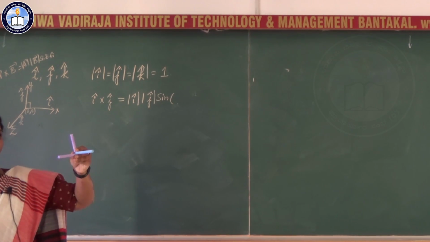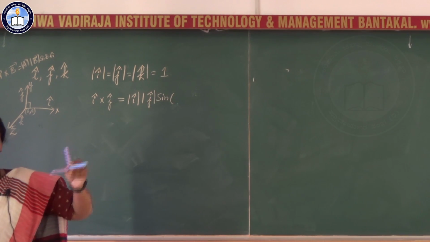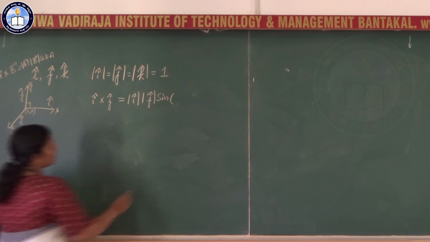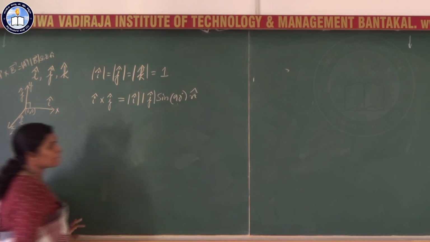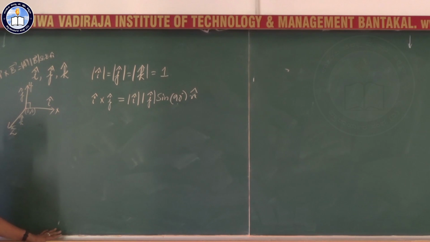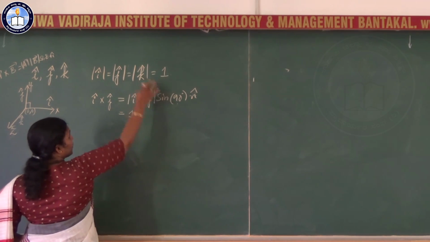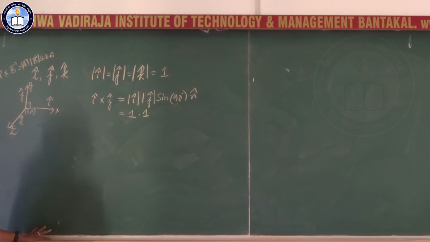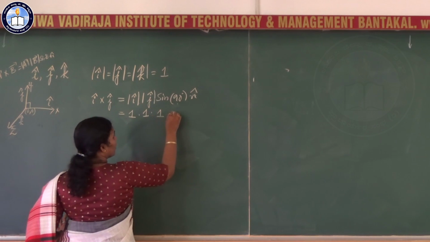They are orthogonal, or perpendicular to each other. The angle between any two of them is equal to 90 degrees. So it is sine 90 into n cap. So what happens here? The magnitude of i cap is 1, the magnitude of j cap is again 1, and sine 90 is again 1, into n cap.